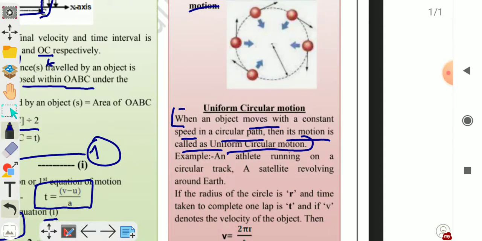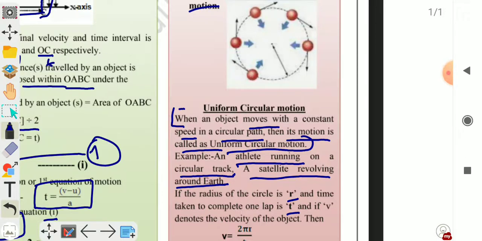Examples are given to you. An athlete running on a circular track. If an athlete is running on a circular track, what kind of motion is it? Uniform circular motion. A satellite revolving round the earth or planets revolving round the sun, all these are uniform circular motion.